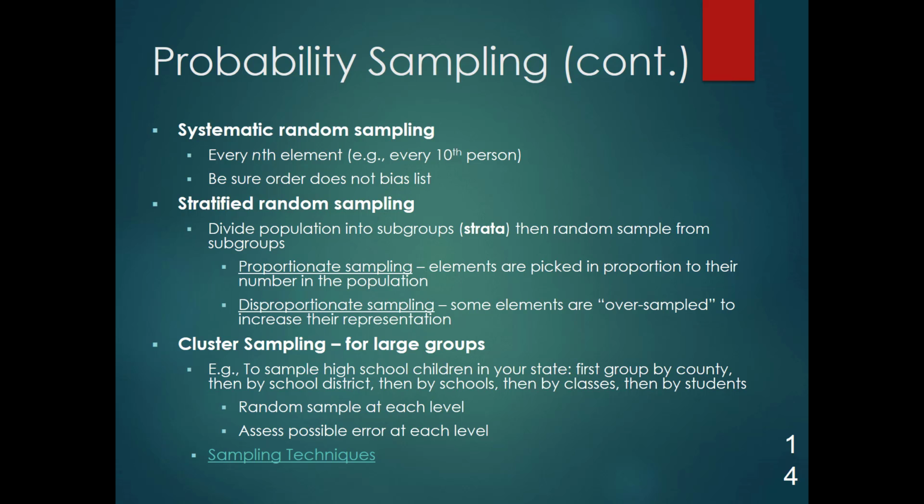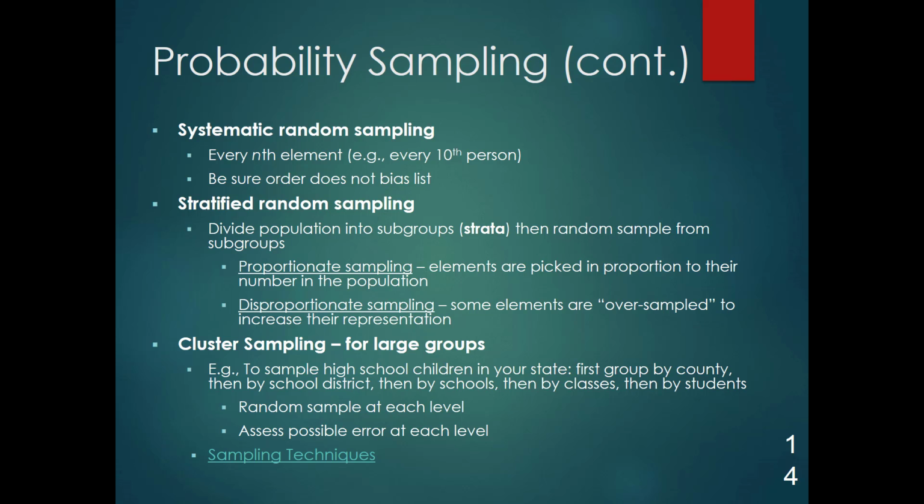This helps to reduce error and ensures that the sample is more representative of the population than it might be if they had just used simple or systematic random sampling. So it will depend on what you're looking for or what your population looks like in terms of which is the best approach to use.